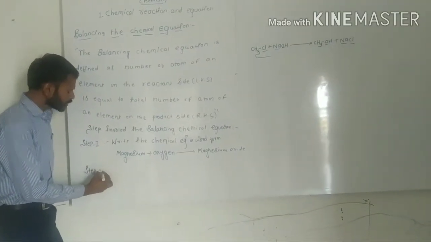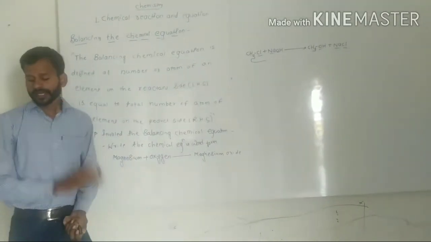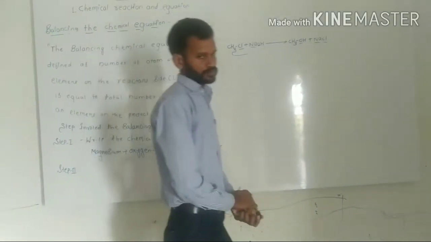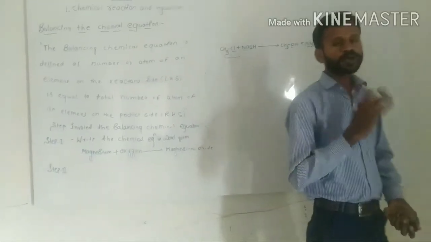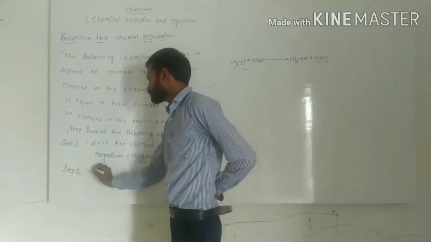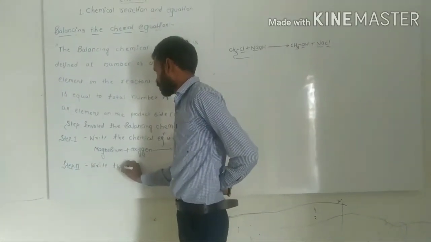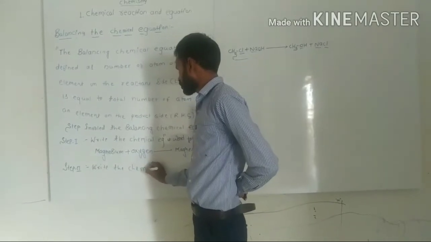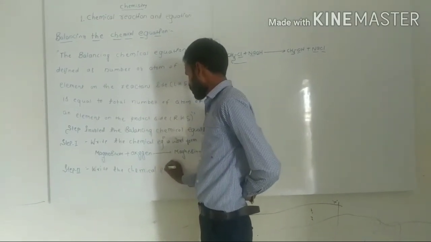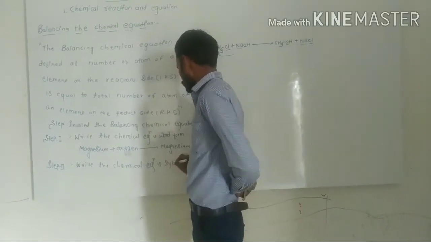Then step number 2. It's very simple. Write the chemical equation in a symbolic form. What is our second step? Write the chemical equation in a symbolic form.